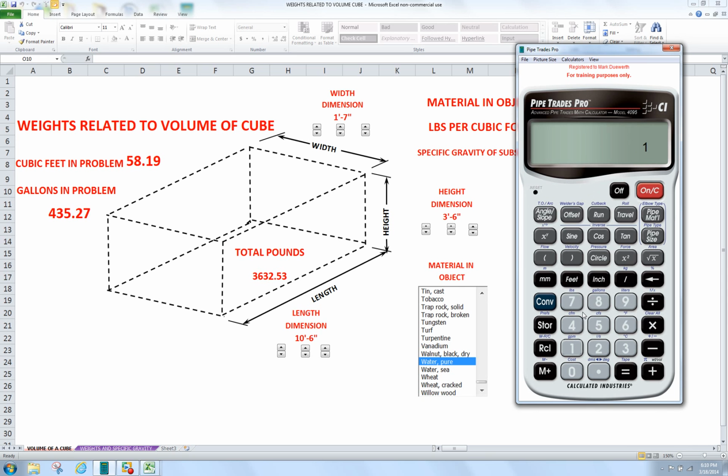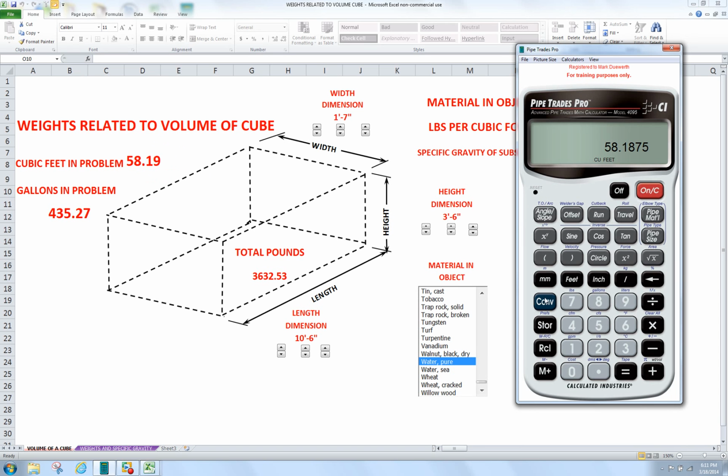I can enter 1 foot 7 inch. That was my width. I would times it by 3 foot 6 inch, my height. I would times it by my length of 10 foot 6 inch, and I press equals, and it tells me there's 58.19 cubic feet of water in that vessel. That might work for me, but usually I'm trying to deal with the gallons or the pounds.